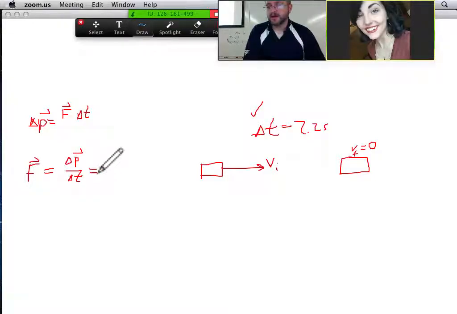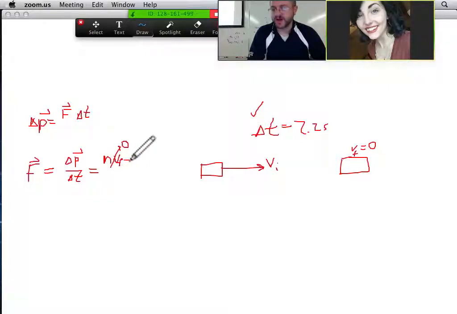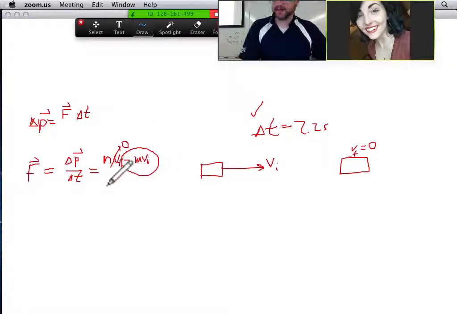Well, momentum is mass times velocity, and so we take our final mass times final velocity. Mass doesn't change, but the velocity final is what? That's 0, right? So that's our final, and then we subtract off the initial, which is the mass times the velocity initial, whatever that number is. But remember, the negative sign goes with that. So you got to keep that negative sign. And then we divide that by the delta t, which is 2.2 seconds. So all you got to do is take your negative times the mass times the initial velocity, divide it by 2.2 seconds, and you'll get the force that you need.